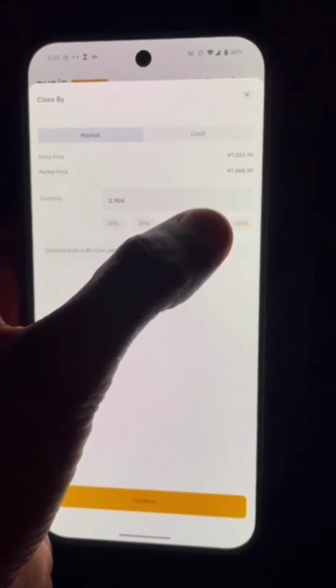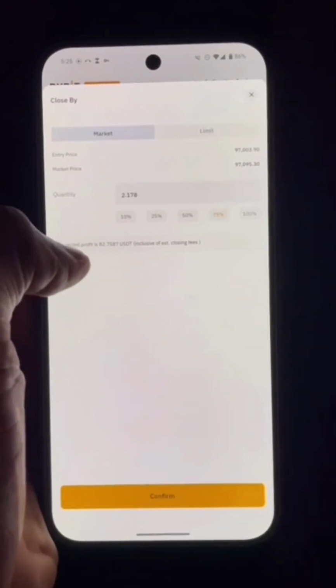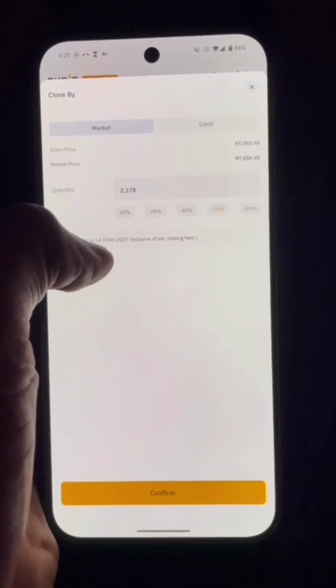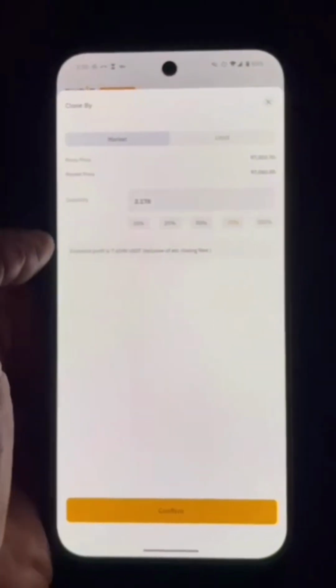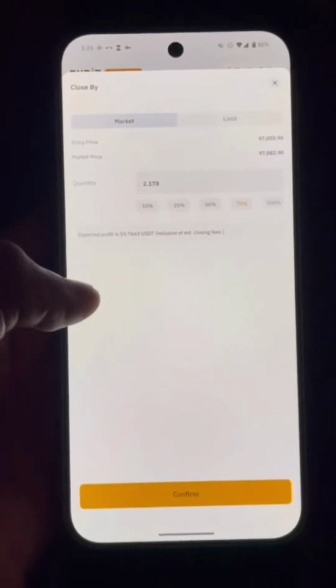So this is like 75%. It's like you divide that. Let's say you have $40 here. You divide that $40 into 4, and you save 3 and leave 1. Do you get what I mean? Like you divide the profit into 4 and you take 75%.